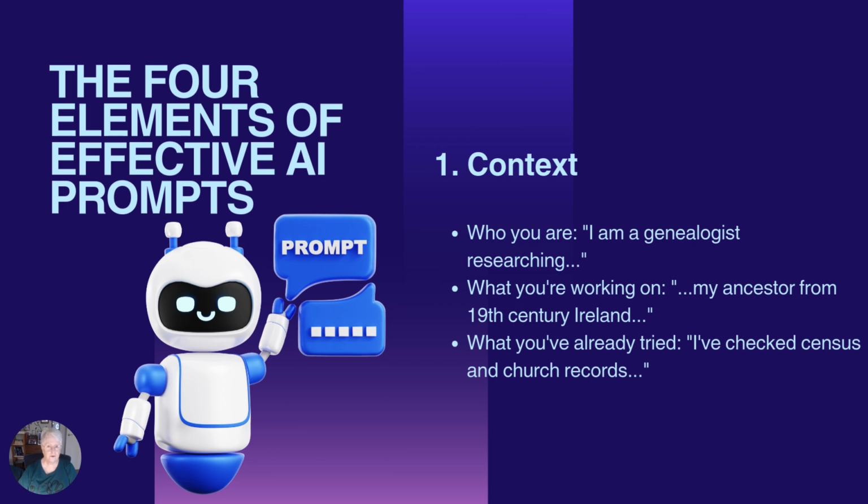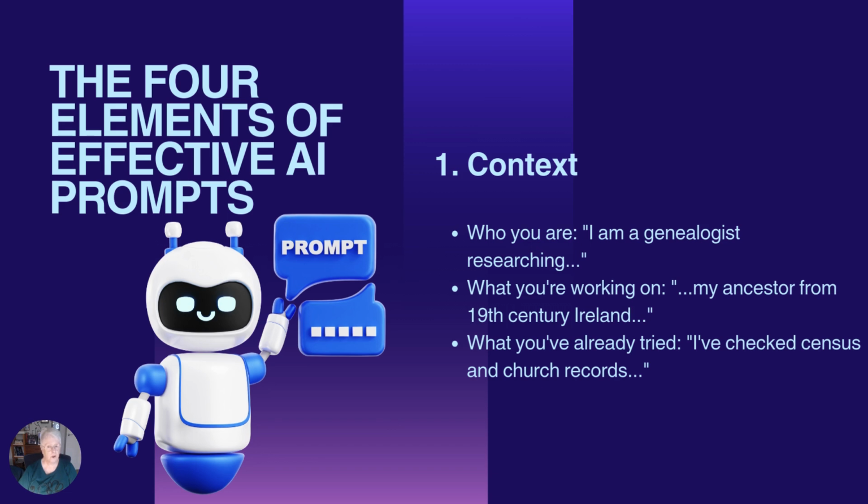There are several schools of thought on how to prompt your AI tool. In the next few slides, I focus on the 4 elements of effective AI prompts: context, specific goal, constraints, and relevant details. Let's consider context first. You need to identify who you are. For example, you could say, I am a genealogist researching.